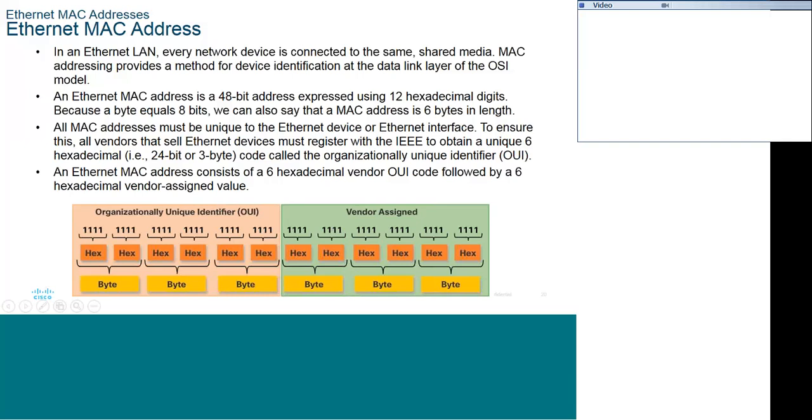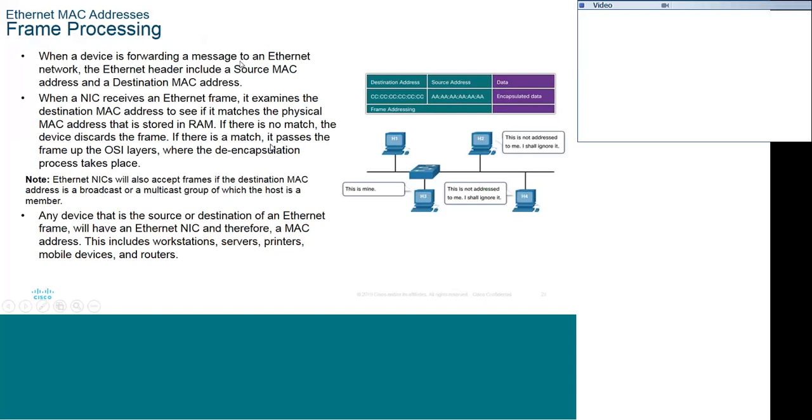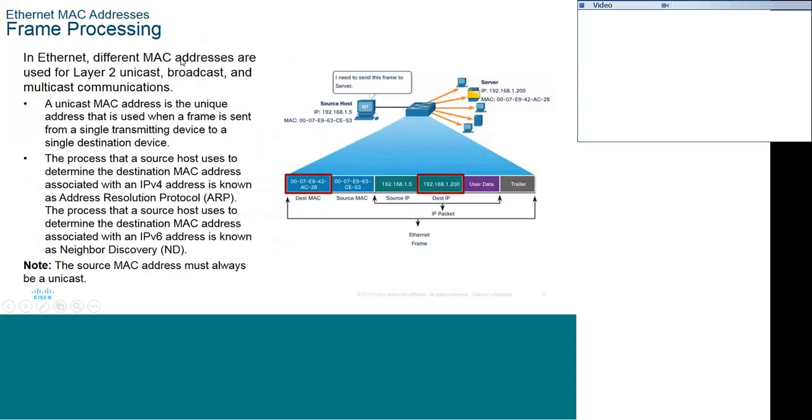In frame processing there are several MAC address types. Unicast MAC address means that when one computer sends a frame, it makes a connection with one other computer in the network, from one to another. Here the ARP protocol, the Address Resolution Protocol, links the IP address to the MAC address.